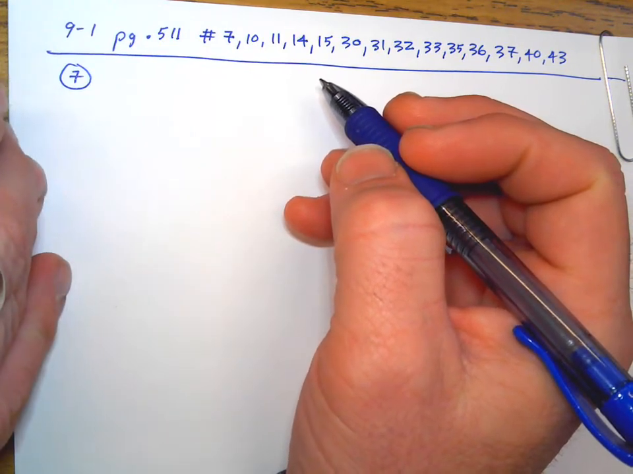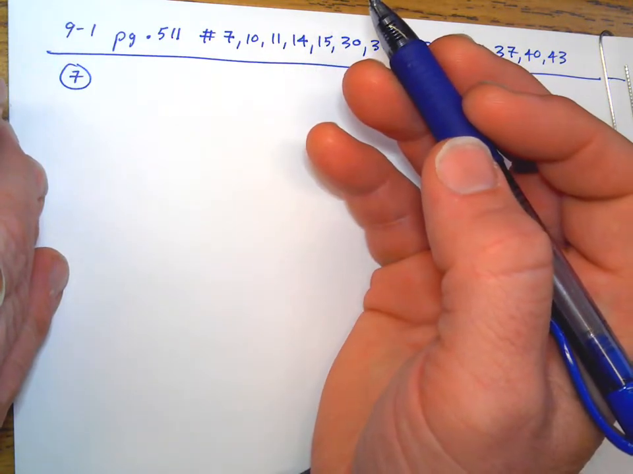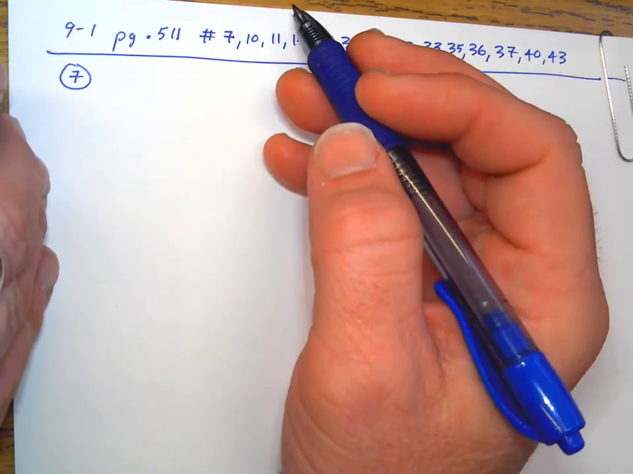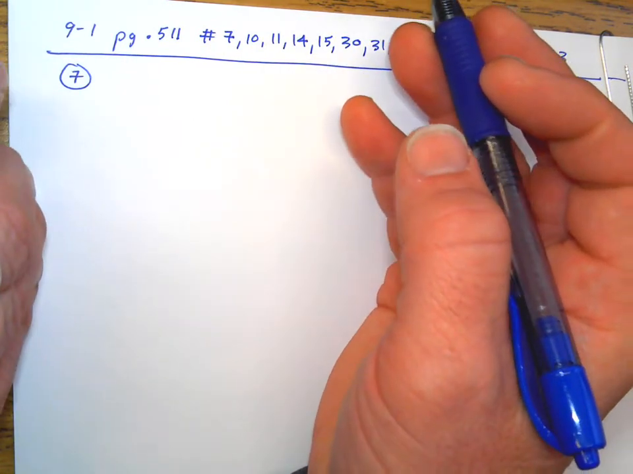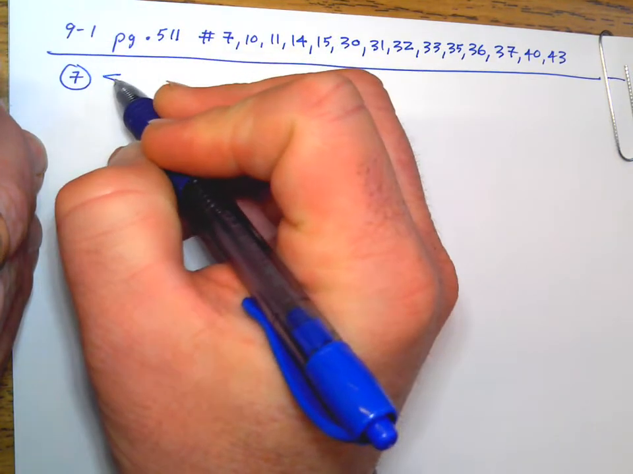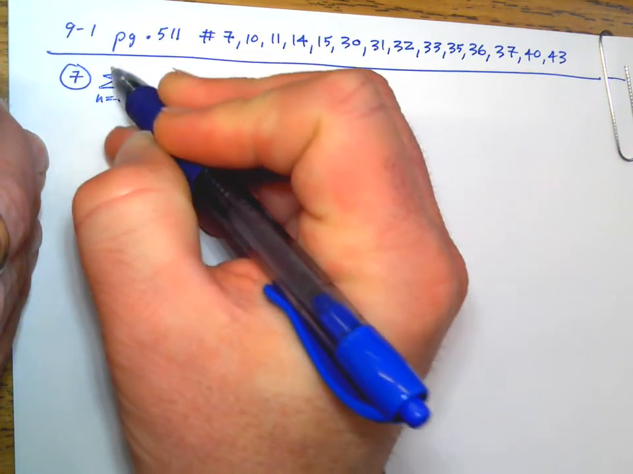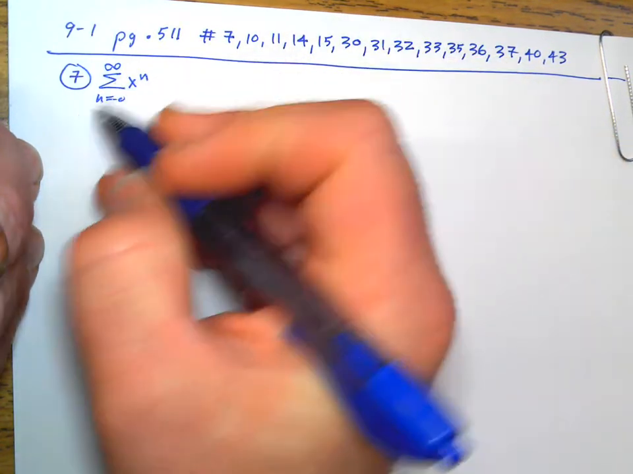So these say find the radius of convergence. Well, you're pretty much trying to find the interval of convergence, you're just being left off the endpoints. You don't have to worry about the endpoints to find the radius. So number 7 in closed form was this series, which, by the way, is a geometric series.